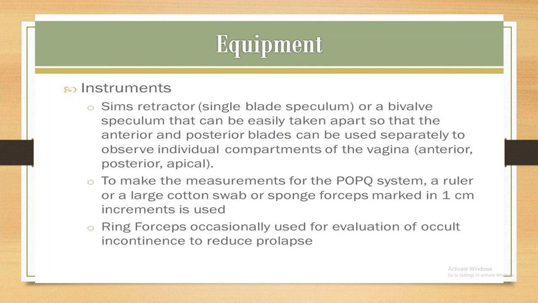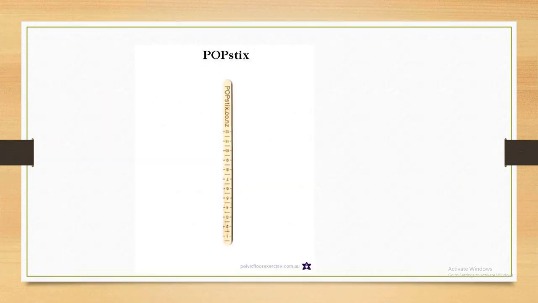Also, a ruler is used. For taking the measurement, various things can be used. We can calibrate any instrument, like an anterior vaginal wall retractor or ring forceps, in centimeters, or sometimes POP-Q sticks are also available. Can you see these sticks? These are calibrated in centimeters and are available to take these readings.